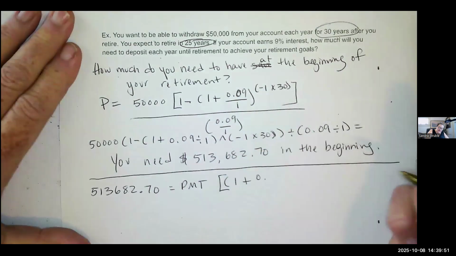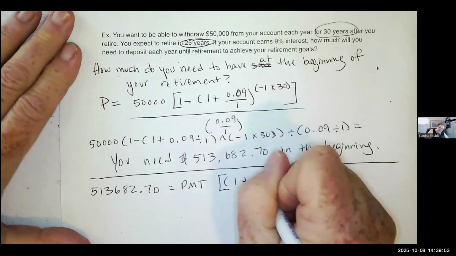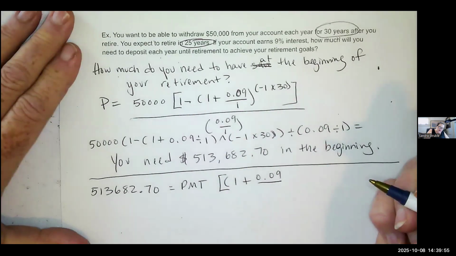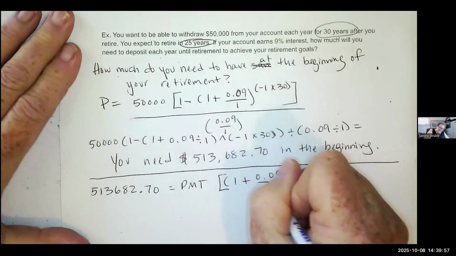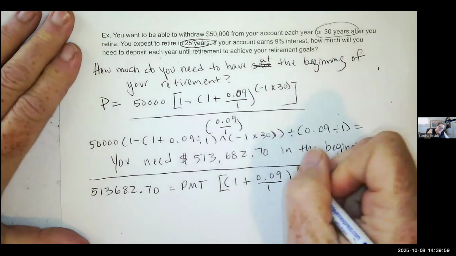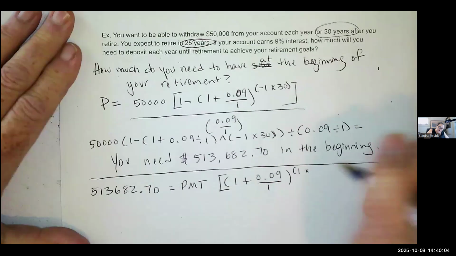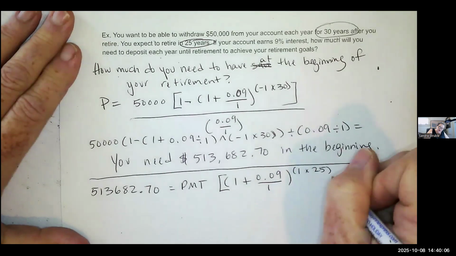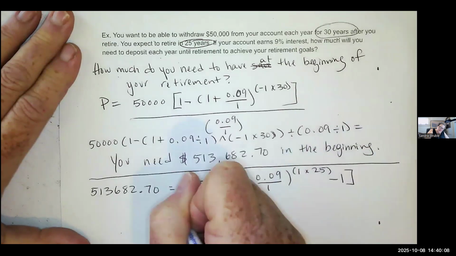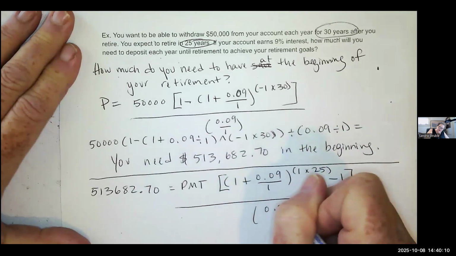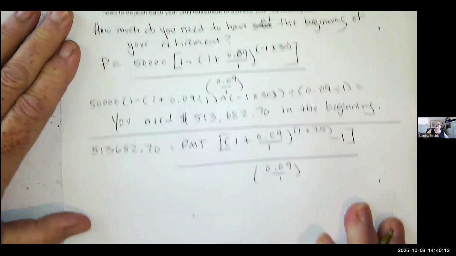We're still earning 9% interest. We're putting the money in yearly. So we need to know how much we're putting in per year. And it's going to be 1 times 25 years. So please make sure you check that. And then 0.09 over 1. Putting this in your calculator.